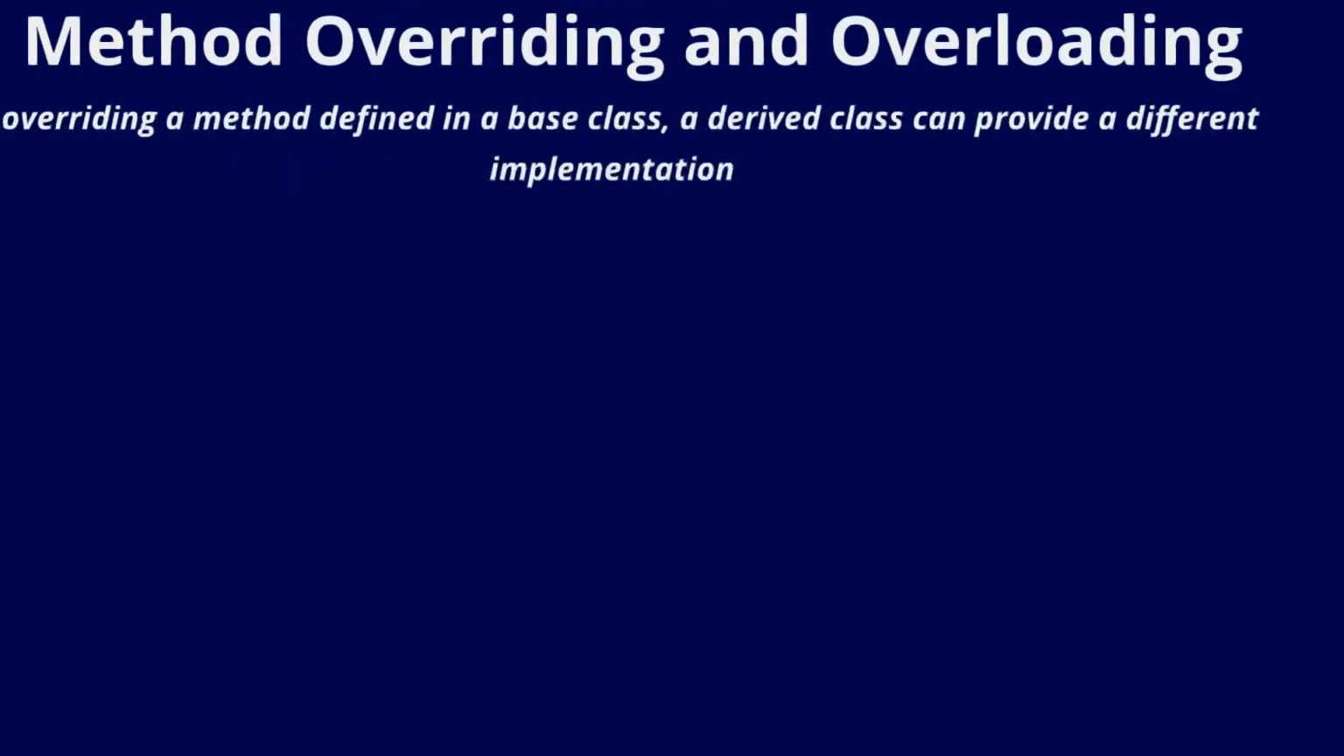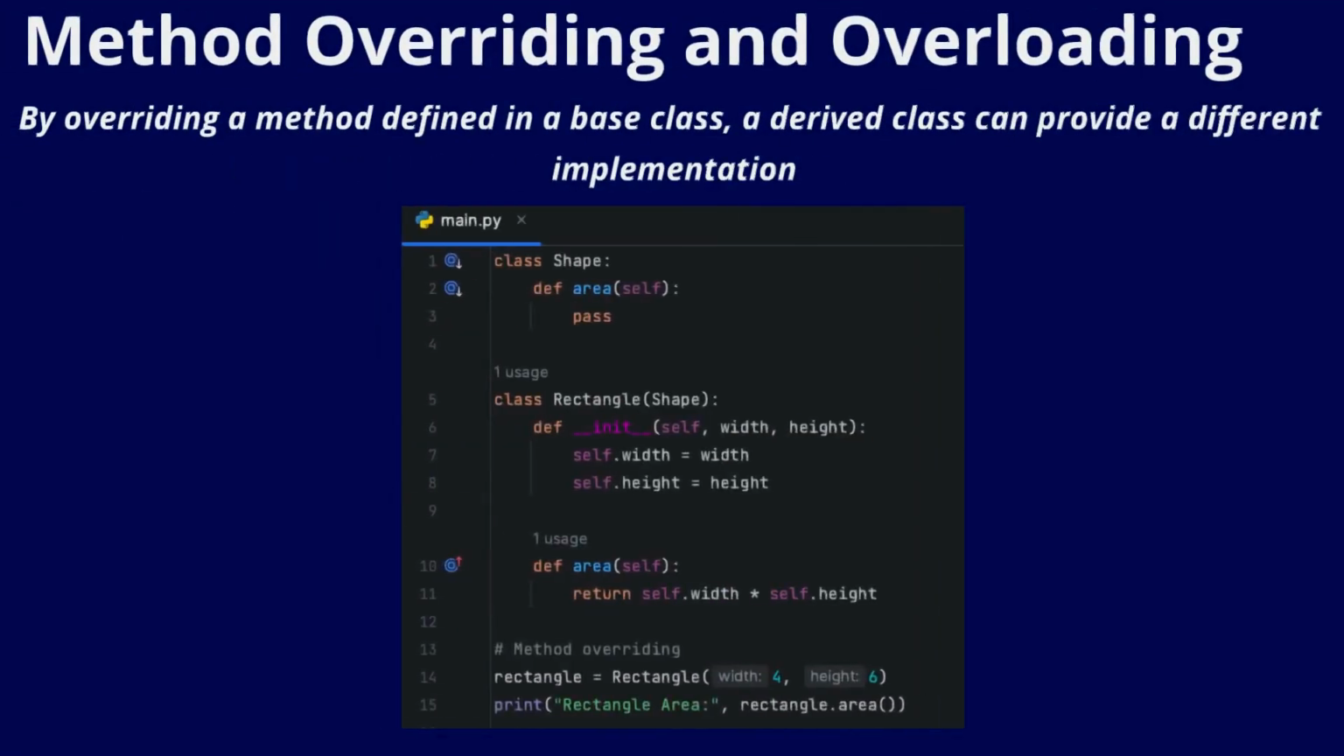Number 6, method overriding and overloading. By overriding a method defined in the base class, a derived class can provide a different implementation. In a class, method overloading refers to the definition of multiple methods with the same name but different parameters. You can achieve similar behavior in Python by using default argument values or by using args and kwargs to accept a variable number of parameters.